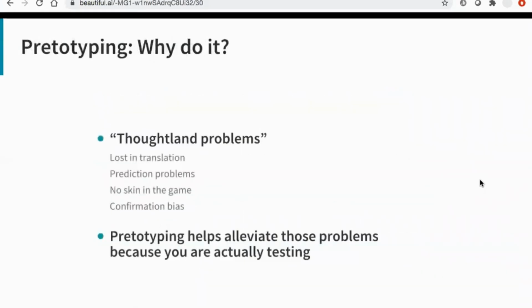Small tests, essentially. Also, why do we do it? I think customer interviews are very helpful, but sometimes they keep us in thought land, because when you're talking to someone about the idea, several problems can come up. These thought land problems are, one, being lost in translation. Sometimes you describe the idea and the person you're talking to doesn't really get it or understand the value, maybe because you've described it in the wrong way. Another problem is a prediction problem.